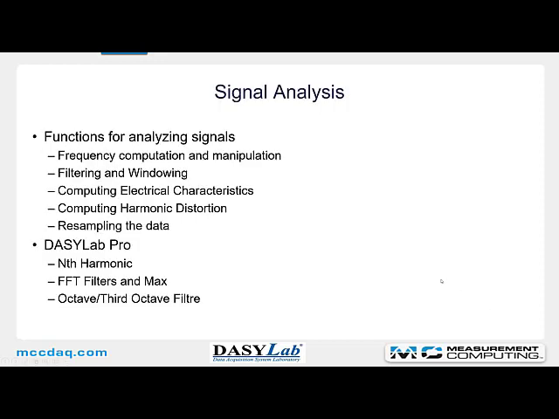The signal analysis functions within DASYLab in the signal analysis group include functions for analyzing signals. DASYLab can do frequency computation and manipulation. We can filter the incoming signal, and you can also window it, which is a form of data weighting. You can compute electrical characteristics, compute harmonic distortion, and resample the data. And if you have DASYLab Pro, it includes additional functions like the nth harmonic, FFT filters, FFT max, and the octave third octave filters.